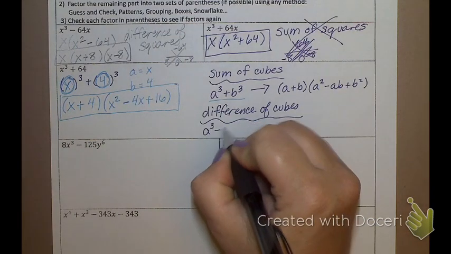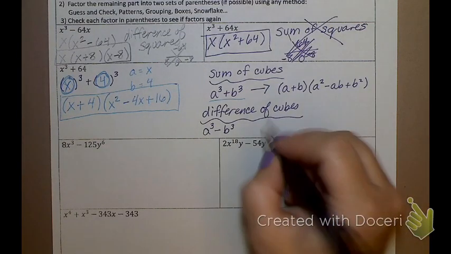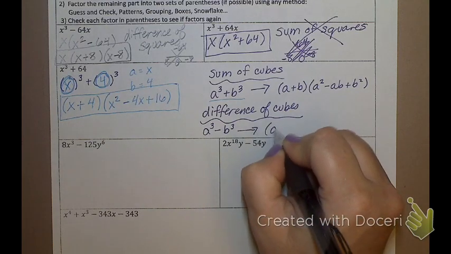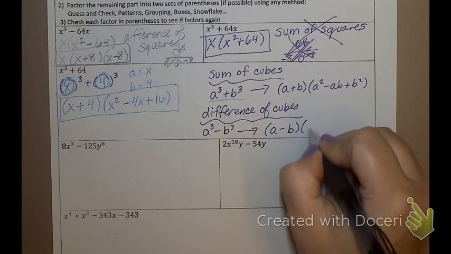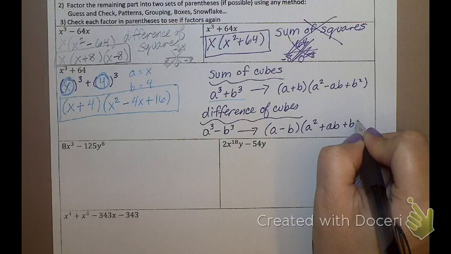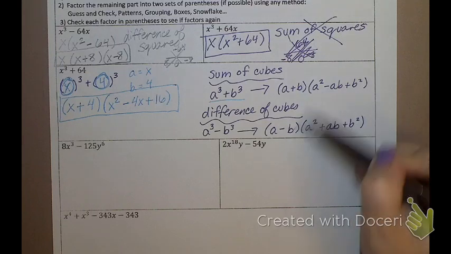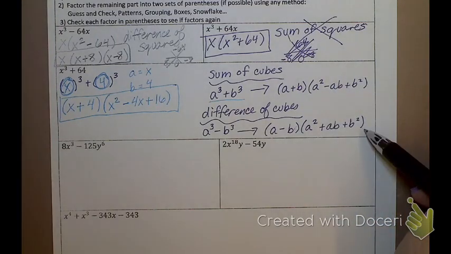If you have something that follows this pattern right there, something cubed minus something cubed, here's how it factors. A minus b, a squared plus ab plus b squared. What's different between those two? It's not subtracting by ab. It's just the signs, right? They both have a, b, a squared, ab, b squared. Do you see that? The only thing that's different is the signs.